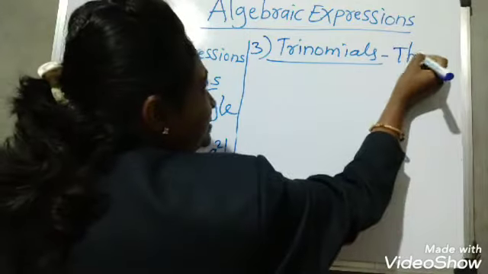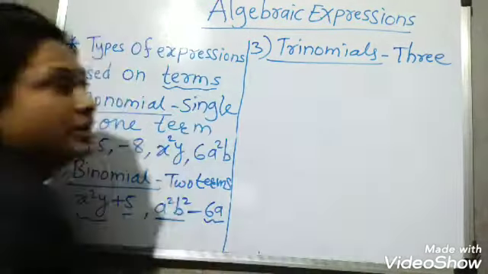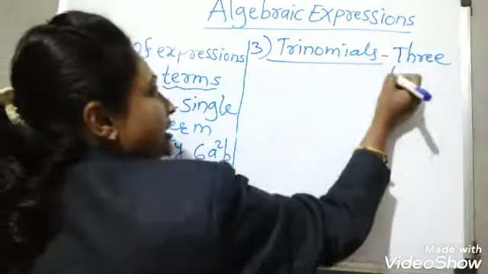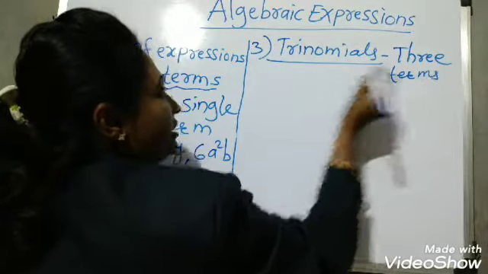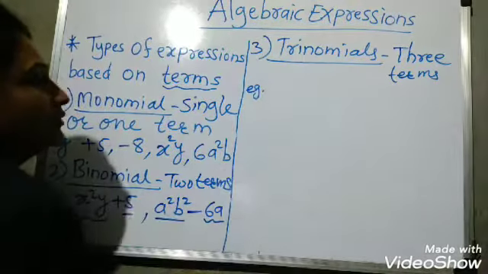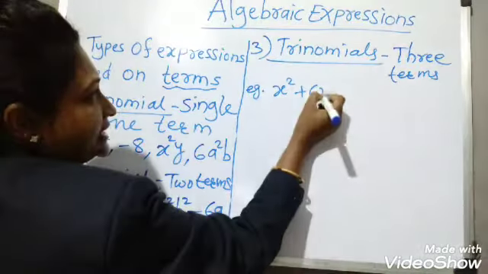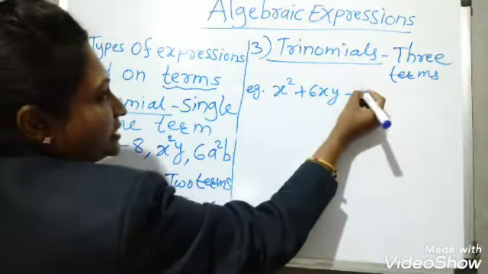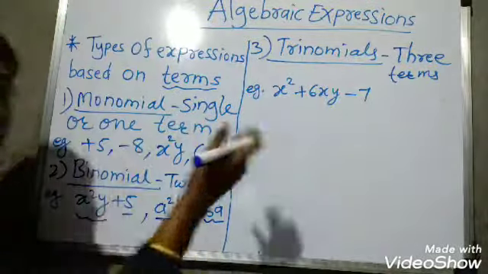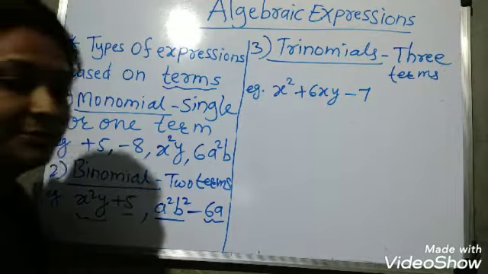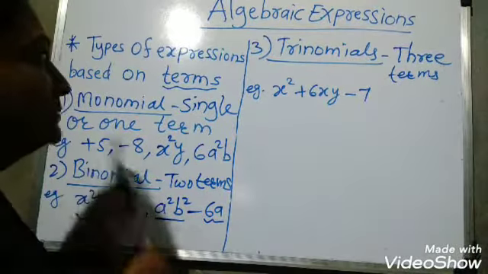Okay, if three terms are there, then it is a trinomial. Now, three terms means what? See, for example, we will take x square plus 6xy minus 7. Here also three terms are there. Which are these three terms?